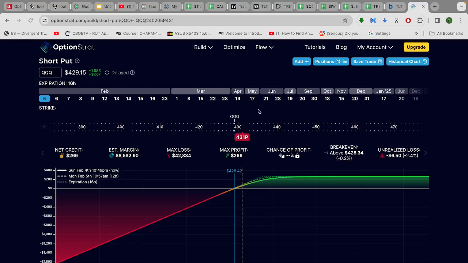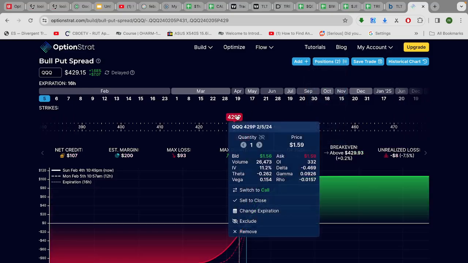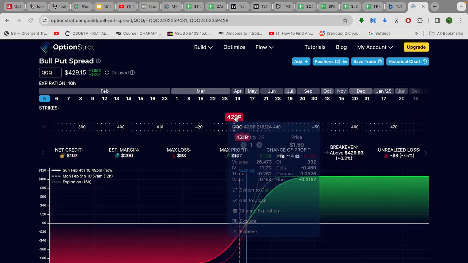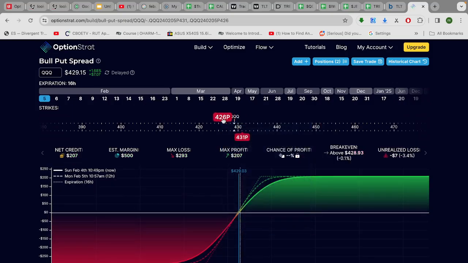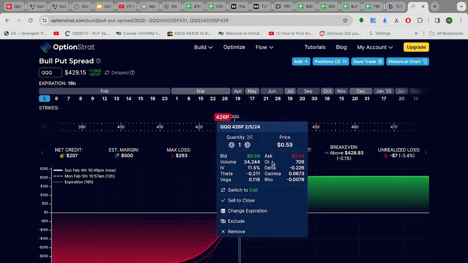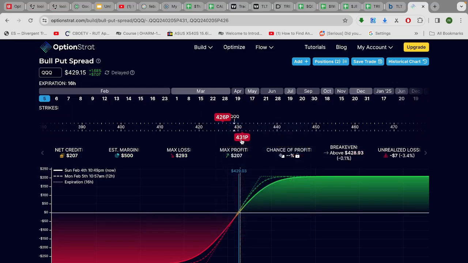If you do it the max convexity way, where you add protection, you buy a put. I said the 25 delta, so we're going to go down here. 29, 22. Okay, so we'll take that. So you sell the 431 put. You buy the 426 put. Okay. You do it that way, you only make $207.